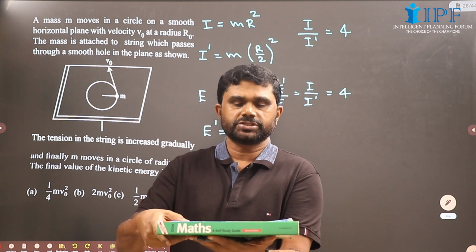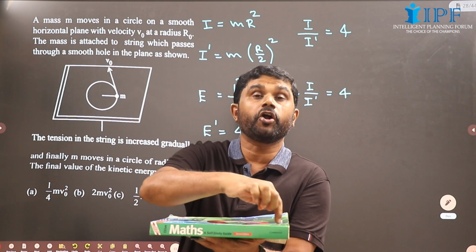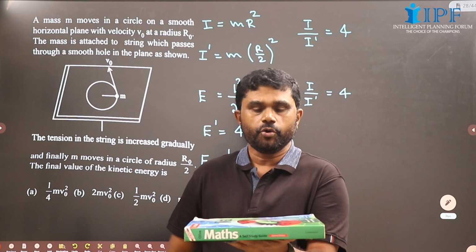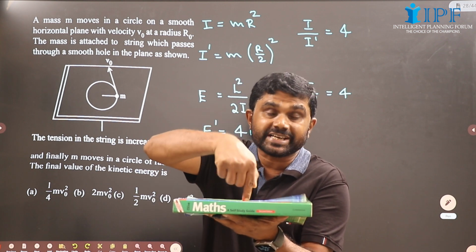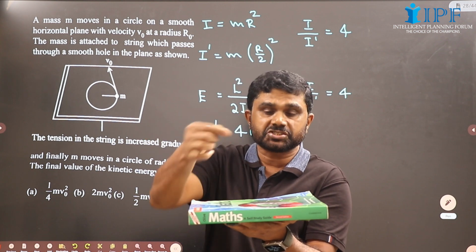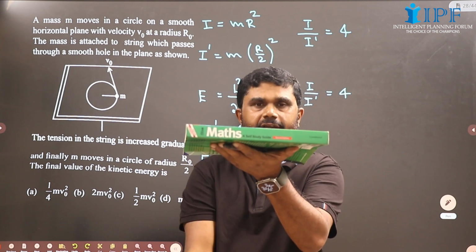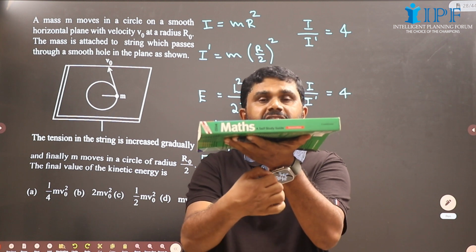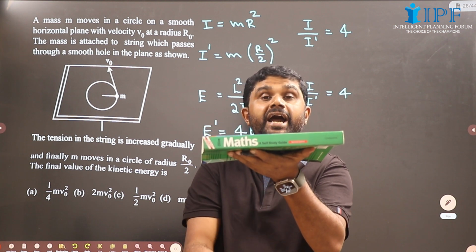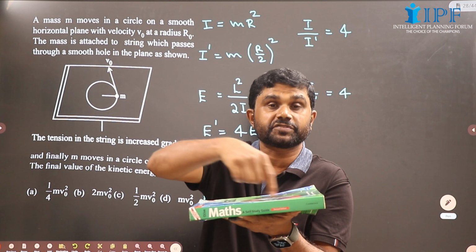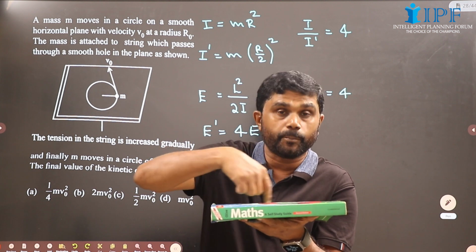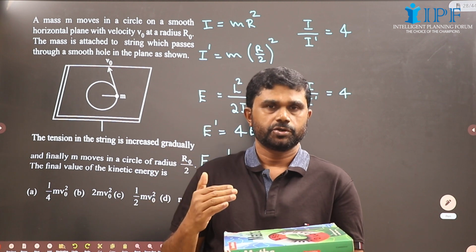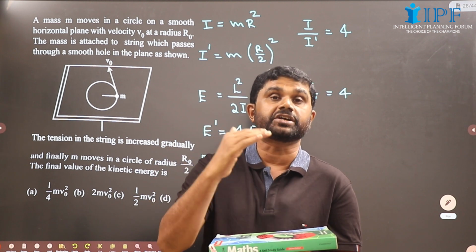Now see, a particle is attached to a string. That particle is revolving in a circle over a horizontal surface. Now suppose there is a hole at the center of the circle, and that string is passing through that hole. So the string is coming like this. When that string is being pulled gradually, then the radius of the circular path in which this body is rotating will get reduced, or the radius will go on decreasing.